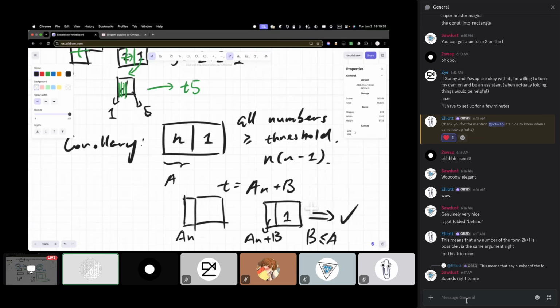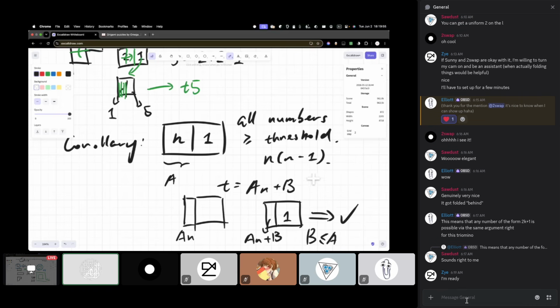Okay, so if b is greater than a, then you don't have enough to cover it b times. Therefore, b is less than or equal to a. When a is at least n, that's not a problem. In fact, b can at most be n minus 1. So if a is n minus 1, then it doesn't matter what b is, it always works. But if a equals n minus 2 and b equals n minus 1, we can't guarantee that it works. So I believe the threshold is indeed just n times n minus 1.